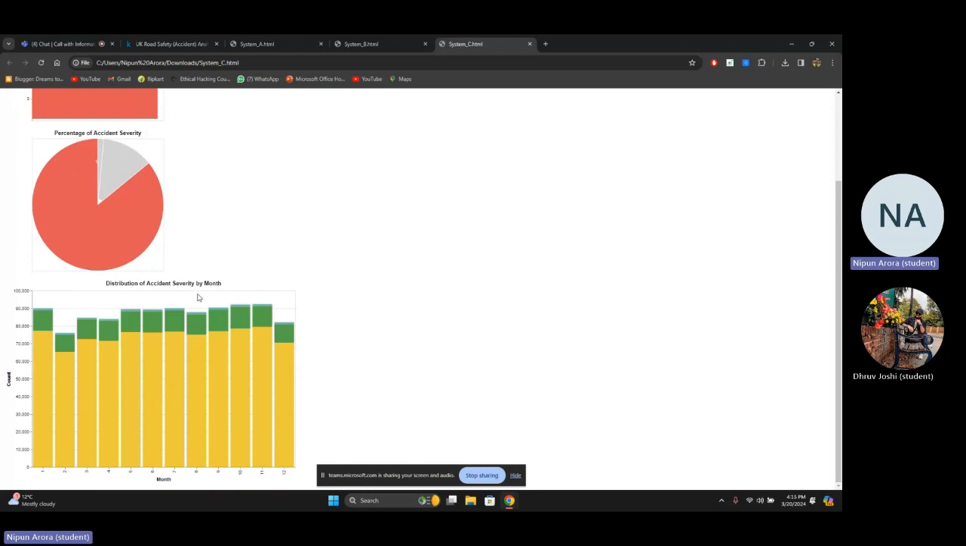And then there is another graph that also shows the number of severities. So here the yellow part shows us the severity of level 3, the green part shows us the severity of level 2, and the last part shows the severity of level 1. This will show, over the period of a year, every month, how many casualties or severities actually happened.